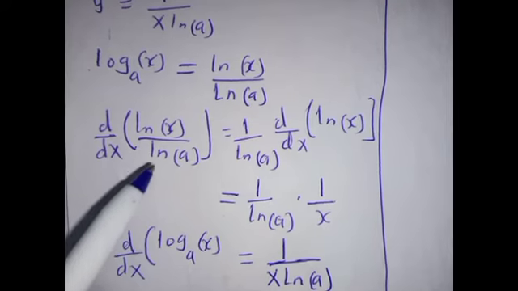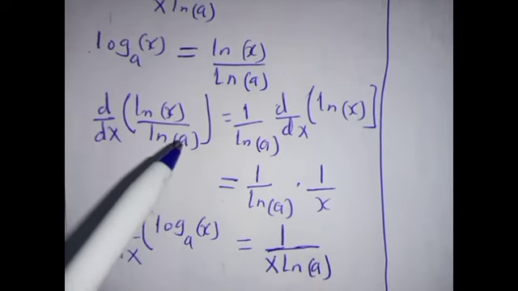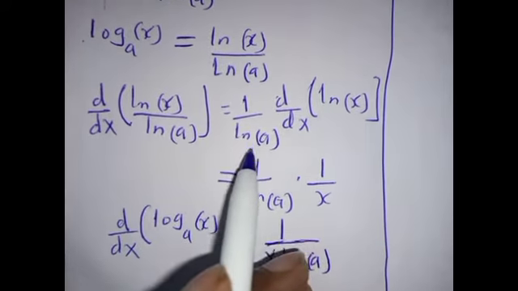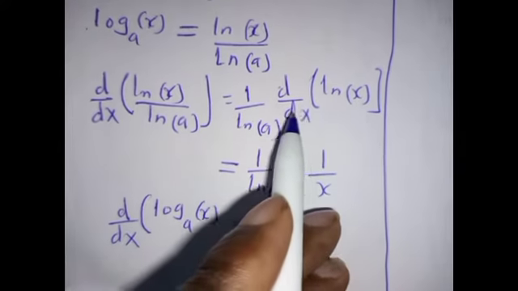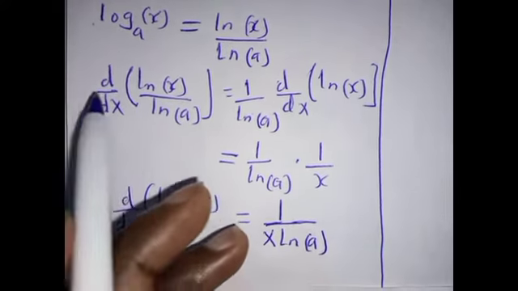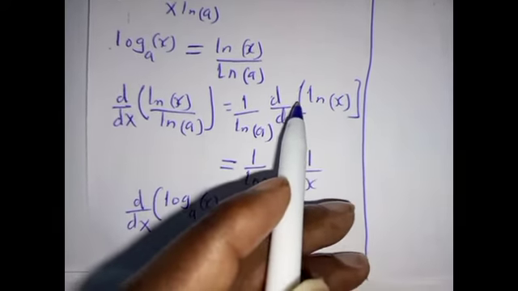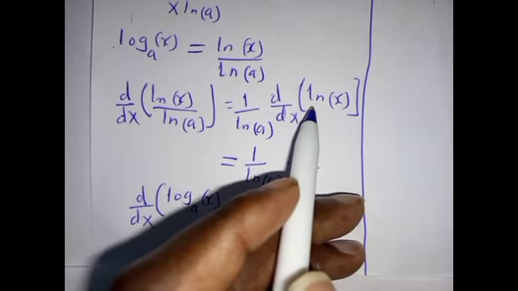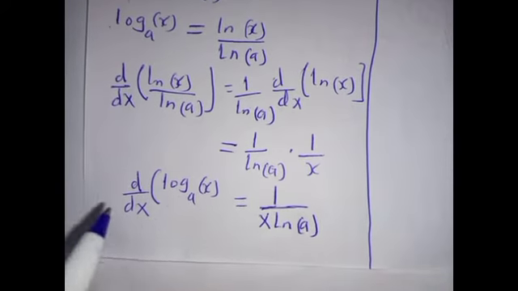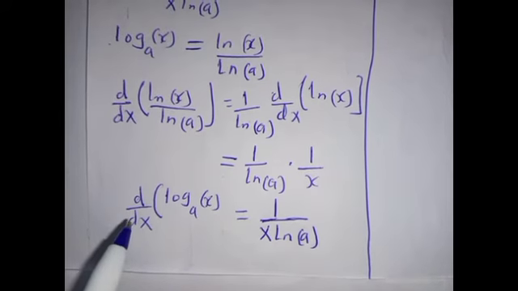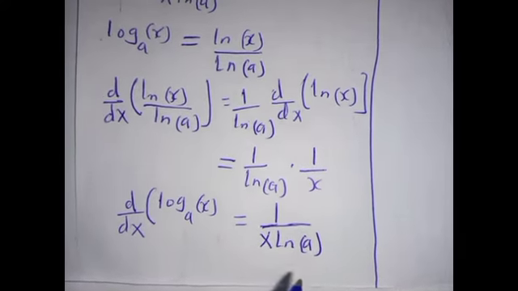So we are going to differentiate this. Natural logarithm of a is a constant, so we can take it outside the derivative, because it is not affected by the derivative. The derivative of natural logarithm of x will give us 1 over x, times 1 over natural logarithm of a. Hence, the derivative of log of x to base a is 1 over x divided by natural logarithm of a.